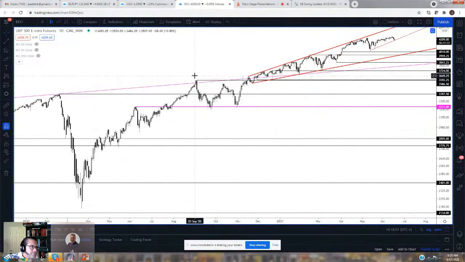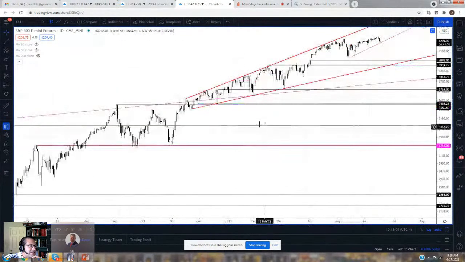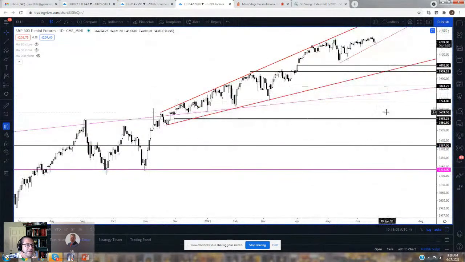So equities, as I always say, are always the last to know for whatever reason. They get held up the longest and then it's very quick.